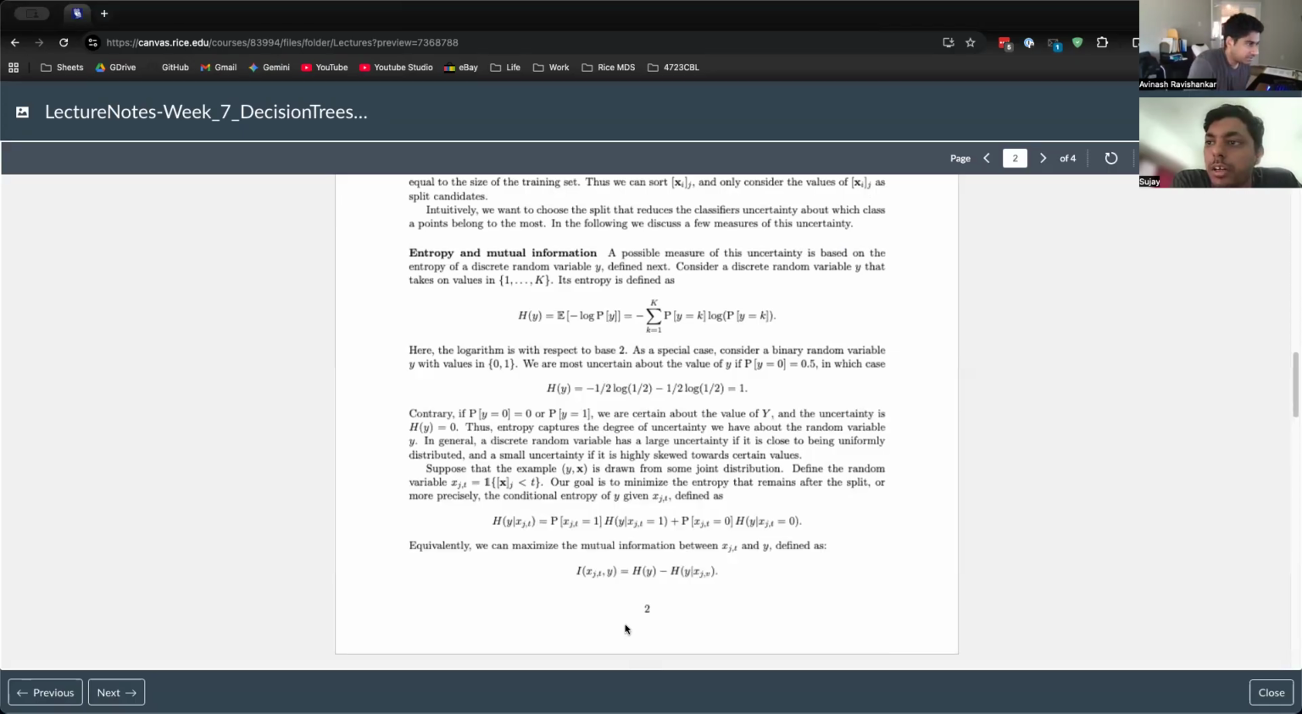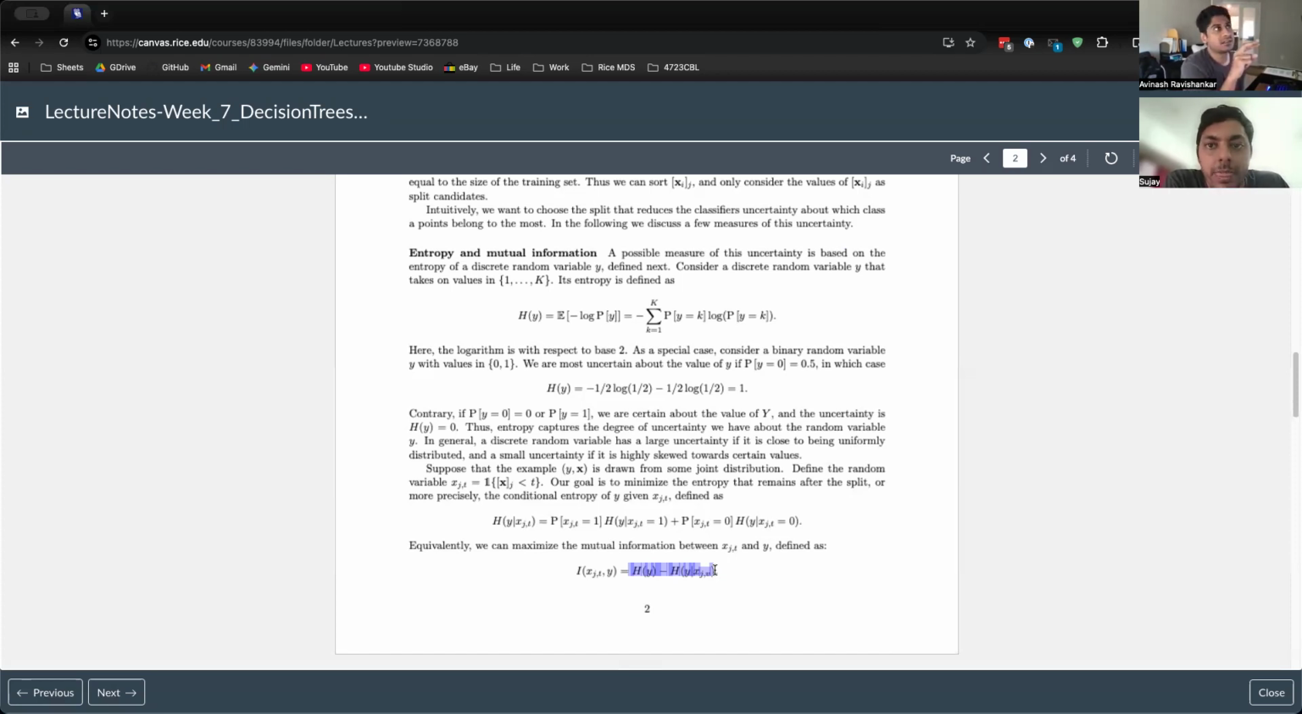So remember the Pythagorean theorem for random variables: variance of y equals expected variance of y given x plus variance of expectation of y given x. Yes, I remember that. This is the entropy equivalent of that. H of y is the total variability, or total entropy, uncertainty. H of y given x is the uncertainty that remains after what is explained by x.